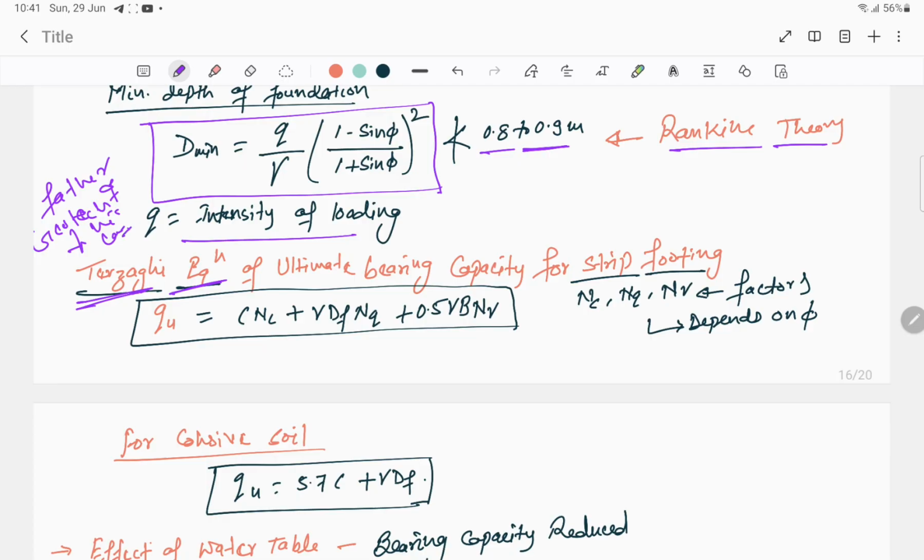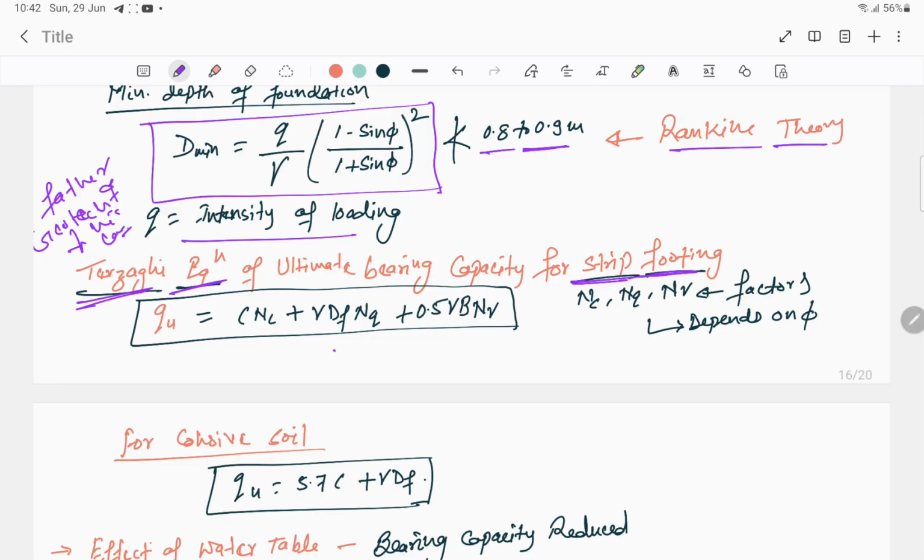So according to Terzaghi's equation for strip footing, you have to remember this formula is for strip footing for generalized soil. That is qu = cNc + γDf Nq + 0.5γB Nγ. This part is for sand and this part is for clay soil. Means if clay is there, then cNc, and c comes for clay, and if there is some friction in the soil, that is for sand.